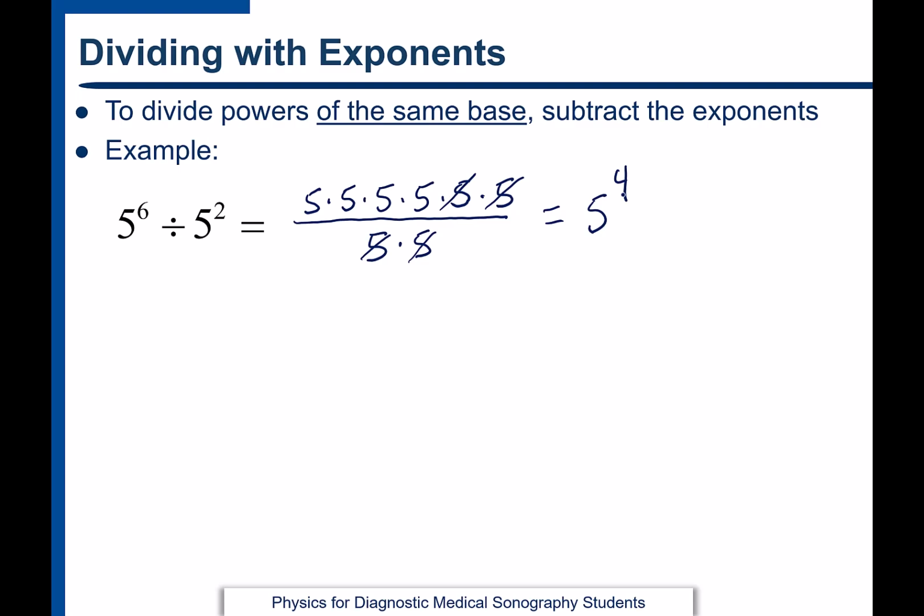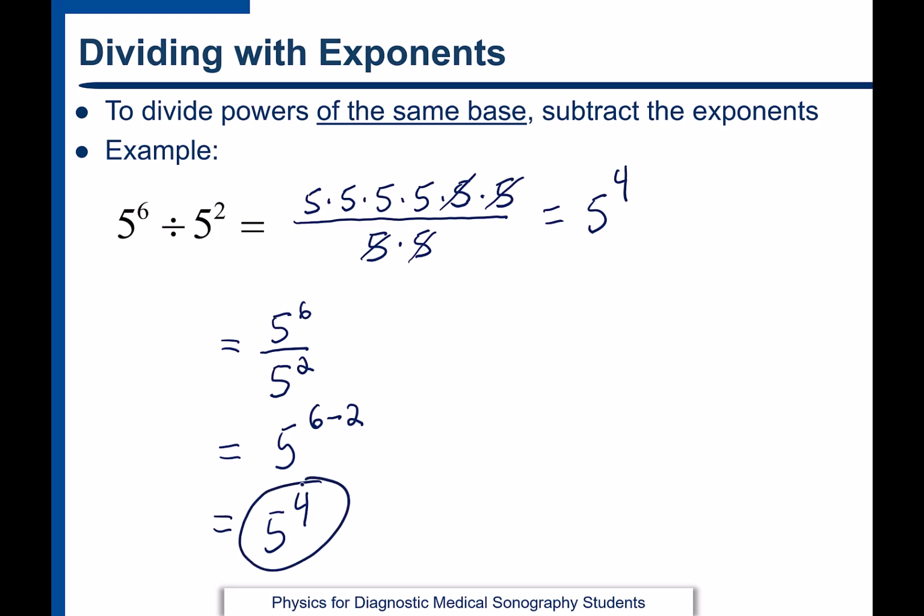Well, notice we could have gotten the same thing by realizing that what we want to do is subtract the exponents in this case. So in other words, if we have 5 to the 6th divided by 5 to the 2, what we want to do is simply write that as 5 to the 6th minus 2. We subtract the exponents, and that gives us the answer of 5 to the 4th. So those are our rules for multiplying and dividing with exponents.